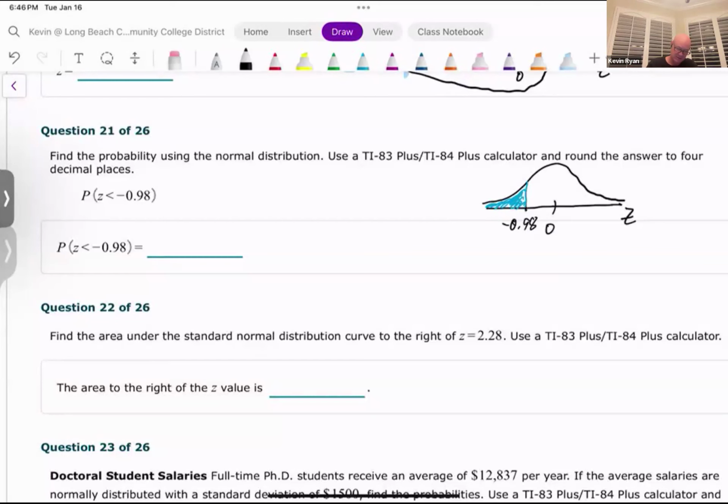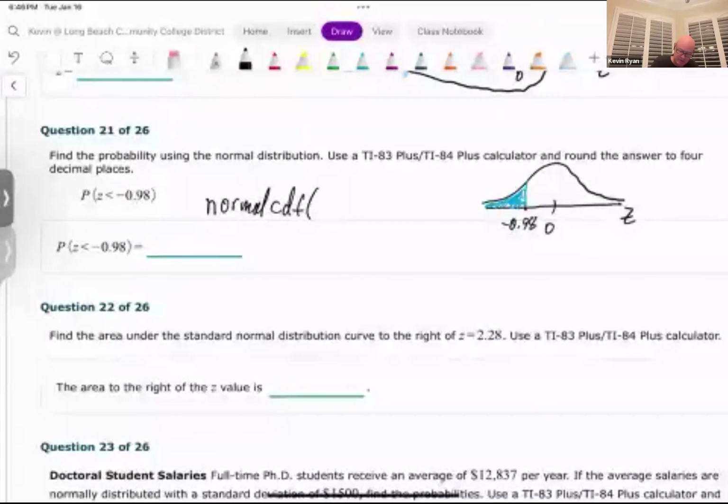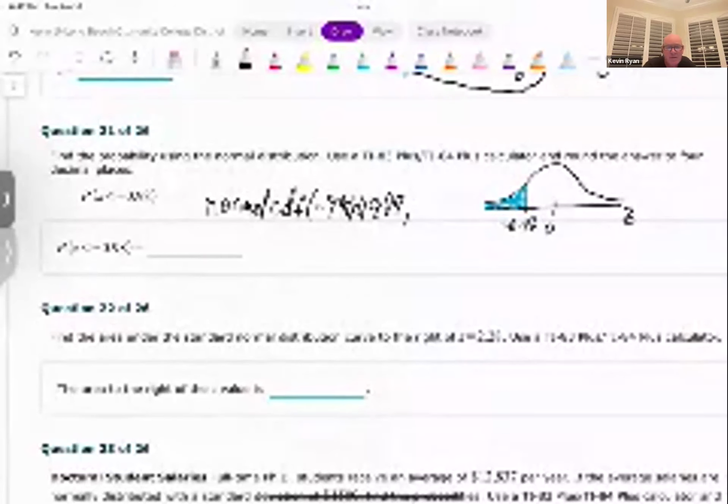All right, so we are going to use normcdf. And this is going to be negative 99999. I see something in the chat.